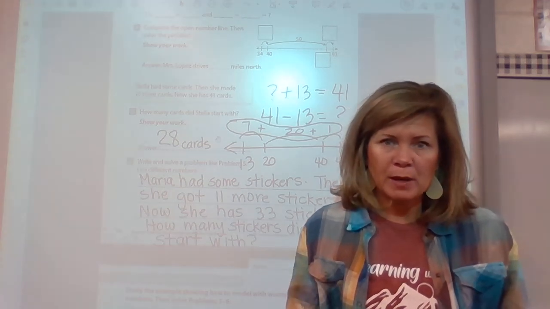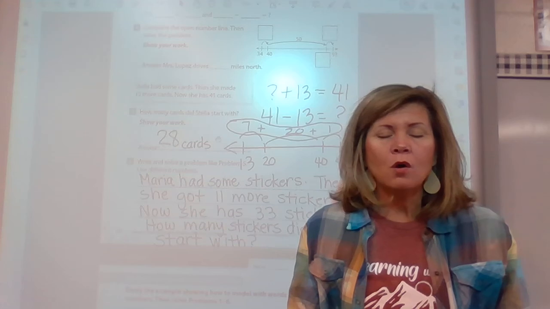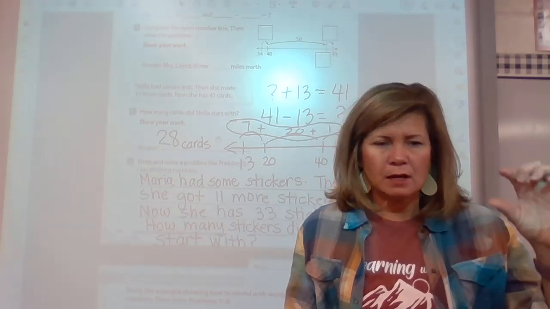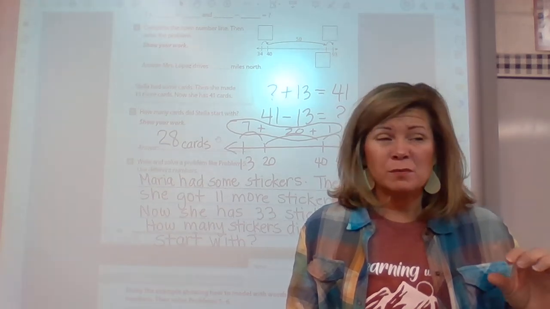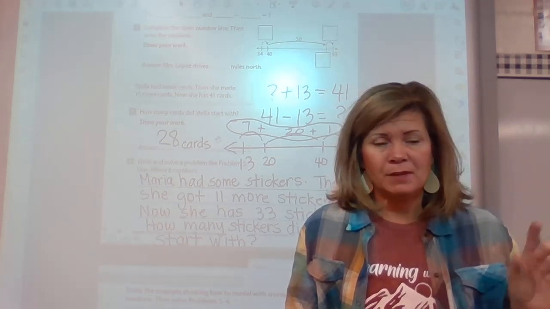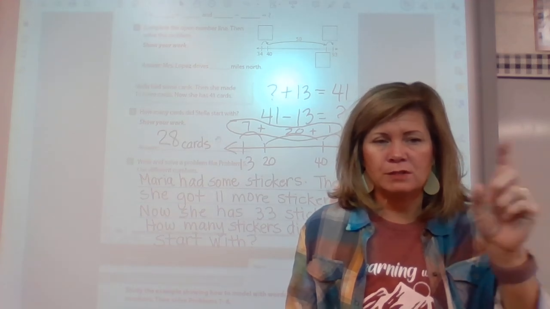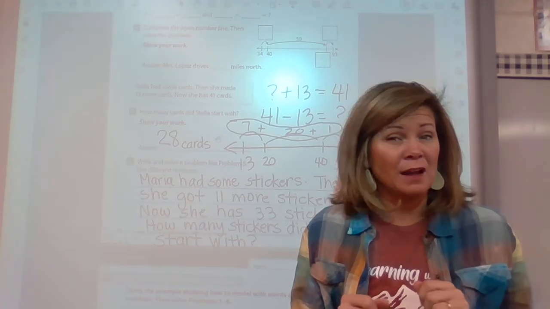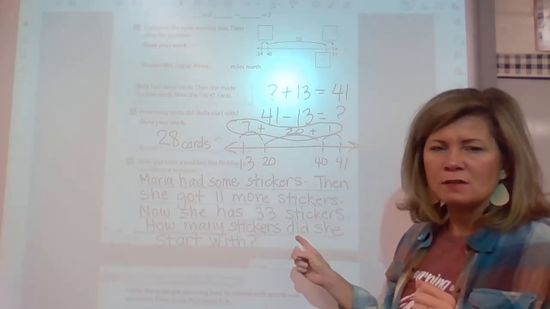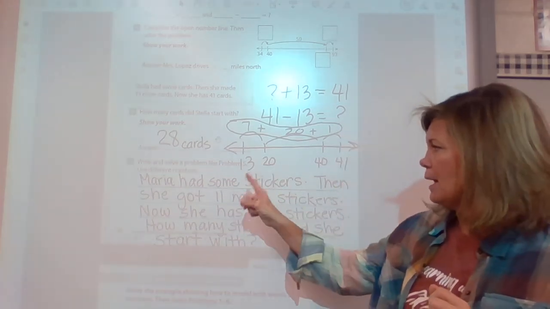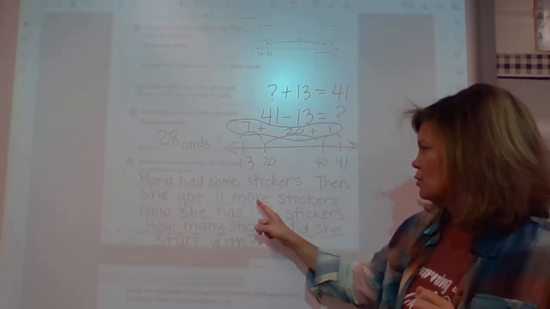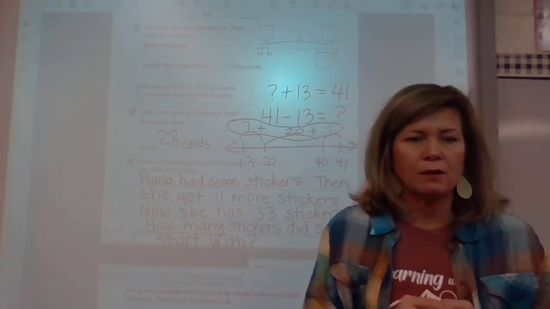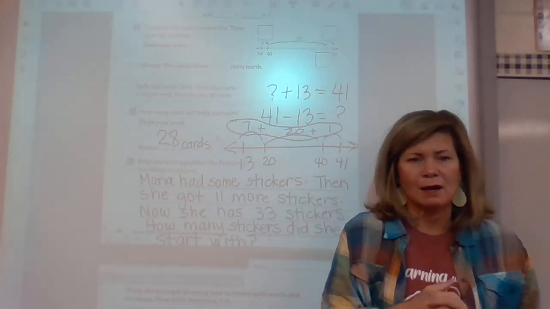When you go in your Canvas page, okay, over on the side, so it will be the left side, there's a couple little pictures there, and one of them says inbox, okay? If you click on the inbox and you type my name, you should be able to email me. That's pretty fun. I want you to email me the answer to this problem, okay? Maria had some stickers. Then she got 11 more stickers. Now she has 33 stickers. How many stickers did she start with? Email me the answer to that problem.